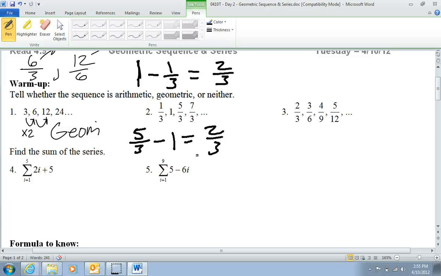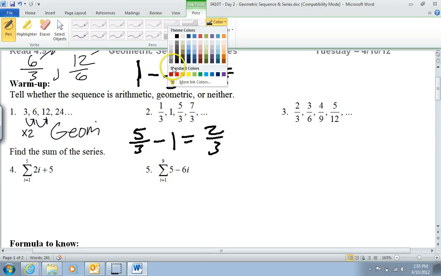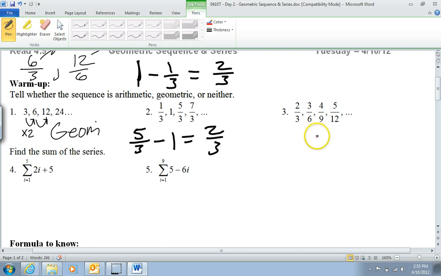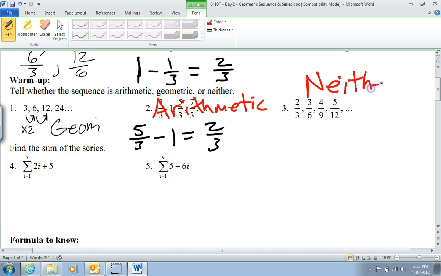Yes. What about number 3? Number 3 is neither. Nothing works. So number 2 is arithmetic, but number 3 is neither. Any questions on 1, 2, 3? No. Now look at number 4. Find the sum of the series.